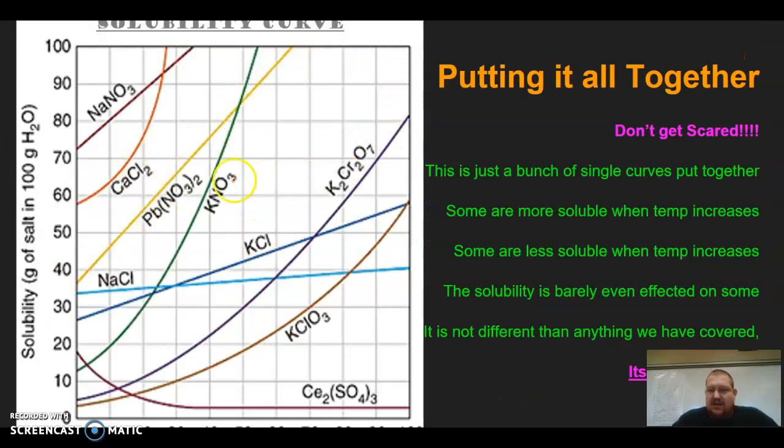All right, so now we'll just put it all together, getting ready to go into this. Let me know if any questions. I feel like I was very boring with this one. Don't get scared. It's just a bunch of graphs put together at the same time. Some are more soluble. The ones that go up are more soluble, the lines that go up. Some are less soluble. These will be the lines that move down. The solubility is barely even affected on some. These are the ones that just kind of stay pretty flat. And it's not any different than anything we just covered. It's just all at once.